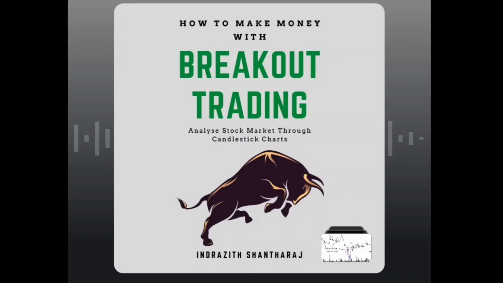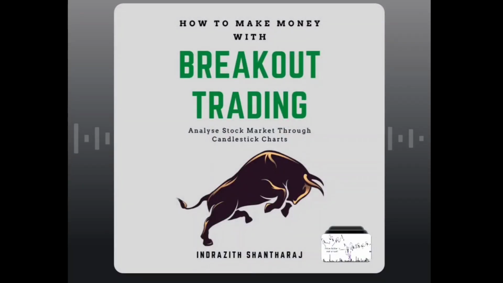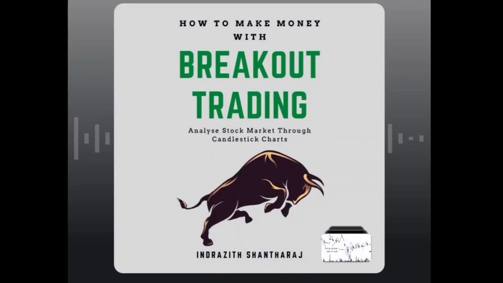The price should respect the trend line. Whenever you draw a trend line, ensure price respects the trend line with all its peaks. Image 2.8 shows a trend line that is respected by all the peaks of the price. Hence, this is a powerful trend line. Image 2.9 shows a trend line that is not respected by all the peaks of the price. Hence, this is not a powerful trend line.